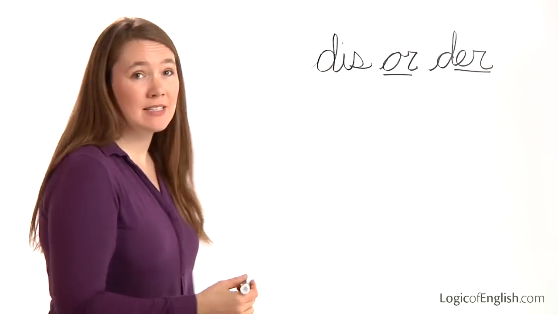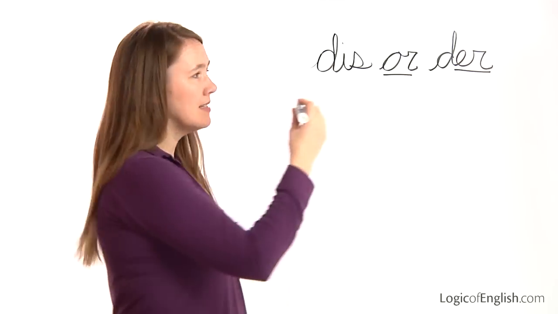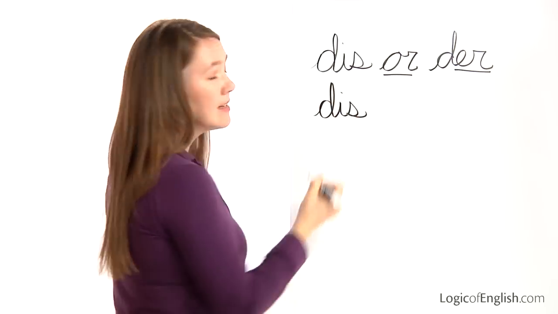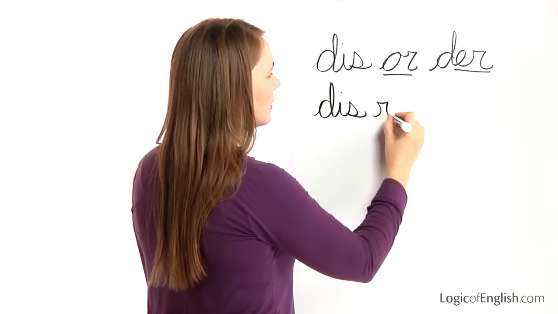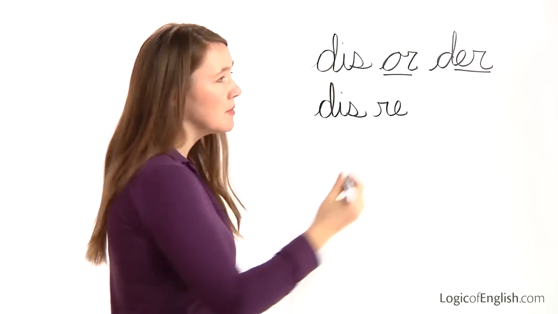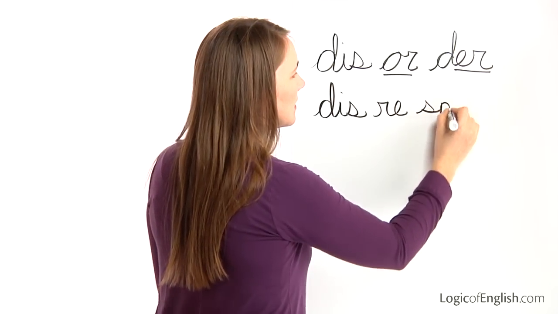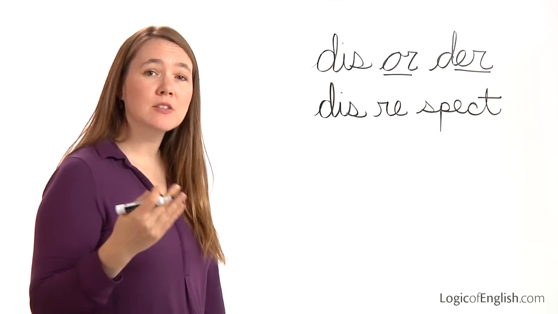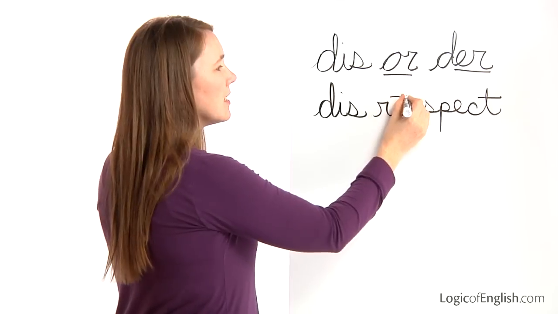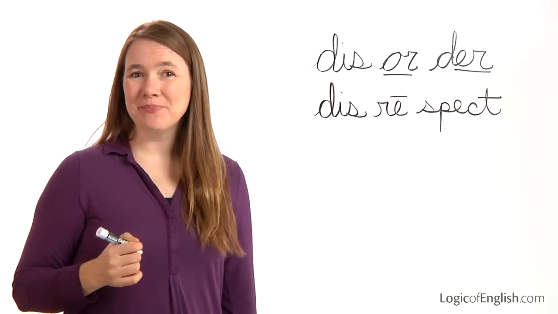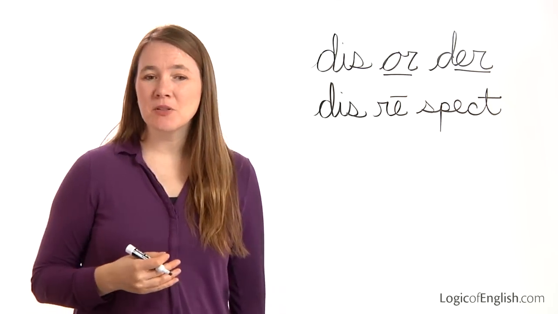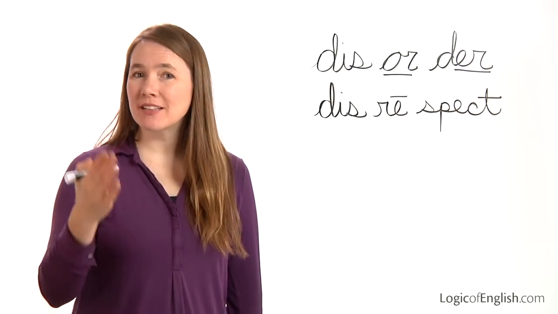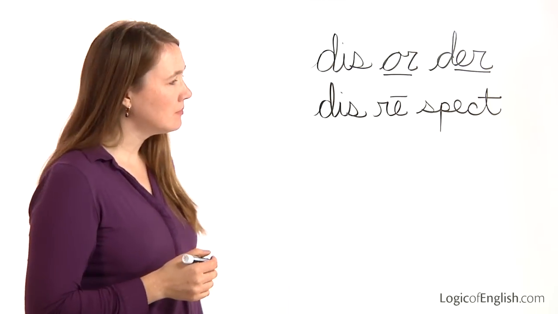And now help me to write it. The first syllable is dis. D-is. The second syllable is re. E. And the third syllable is spect. S-p-e-k-t. And how do we mark disrespect? We'll put a line over the E. And why did the E say its name? You're right, because it's at the end of the syllable. Let's say the rule again. A, E, O, U usually say their names at the end of the syllable.